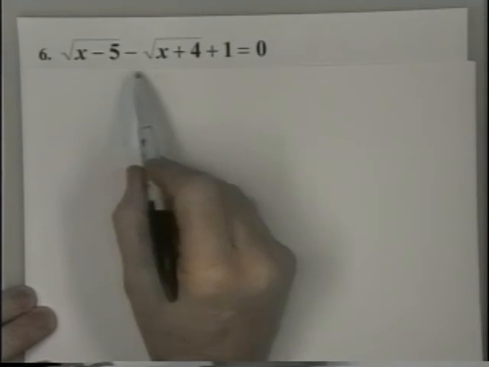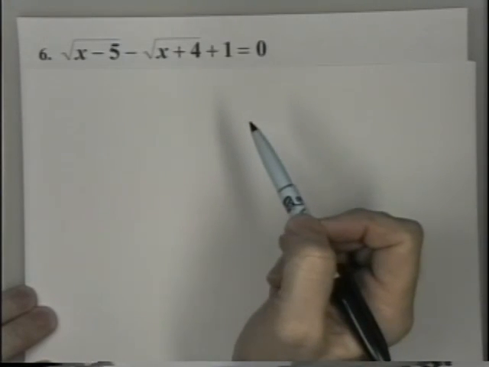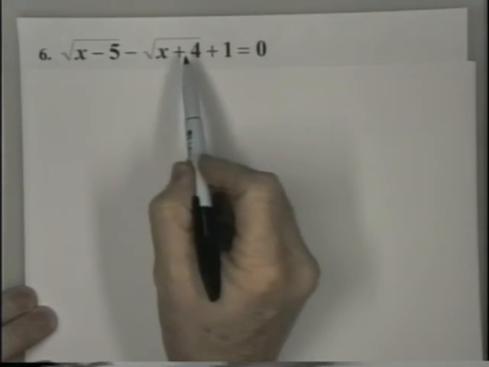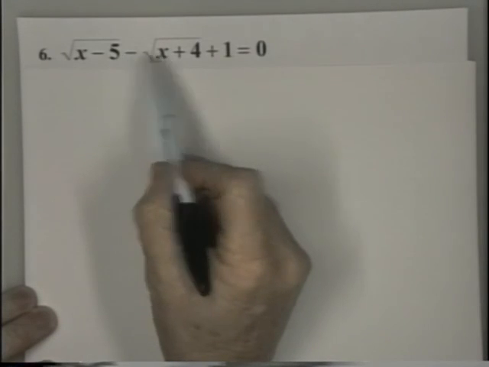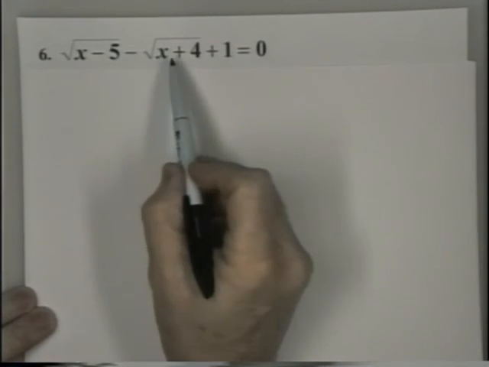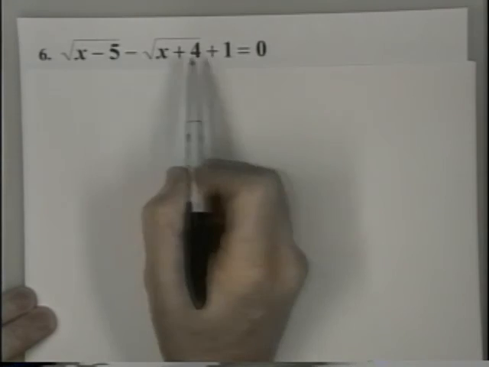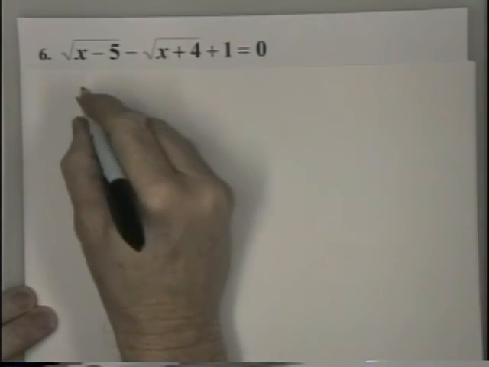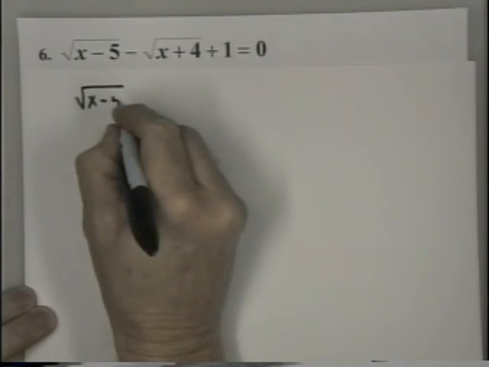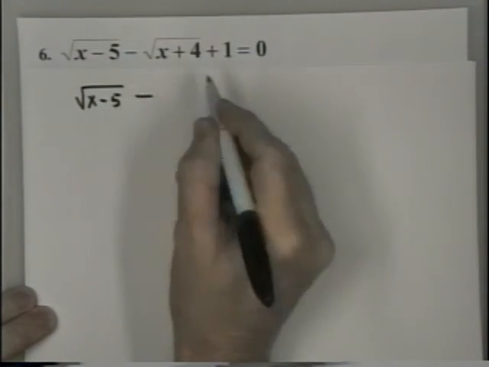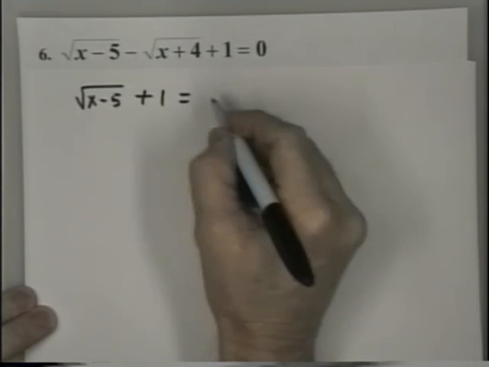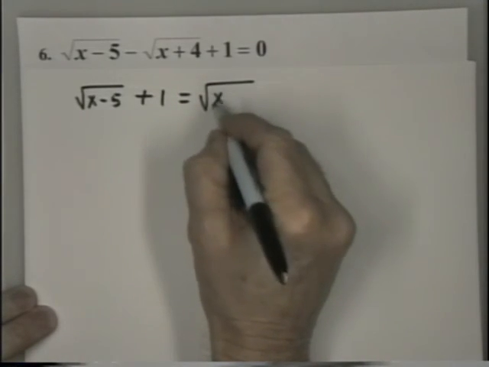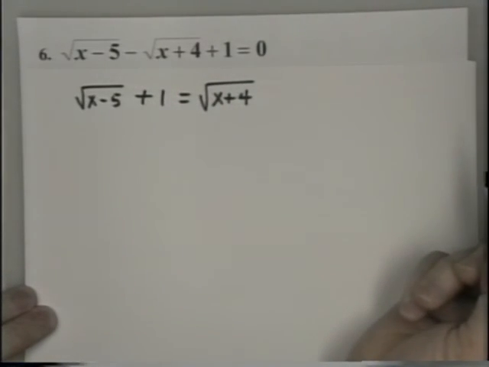First thing we're going to do, isolate a radical. Well, I think I will do it a lot of ways, but since this one's negative, I'm going to move it over to the right-hand side and leave these two on the left-hand side. So I'm going to rewrite this as the square root of x minus 5 plus 1 equals the square root of x plus 4.